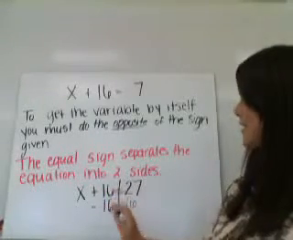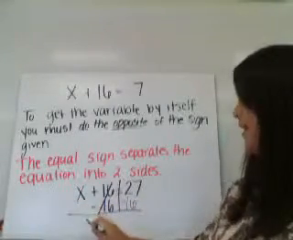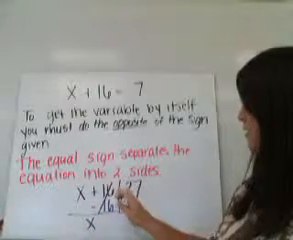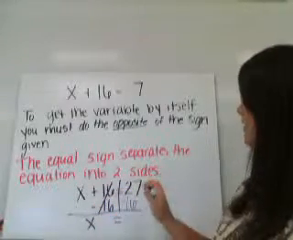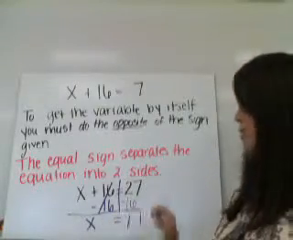We have positive 16 minus 16, so we know that that gives us 0, but we're just going to bring the x down because we don't need to bring the 0 down. So what we're left with is x, bring down your equal sign, and then 27 minus 16 is 11. So x would equal 11.